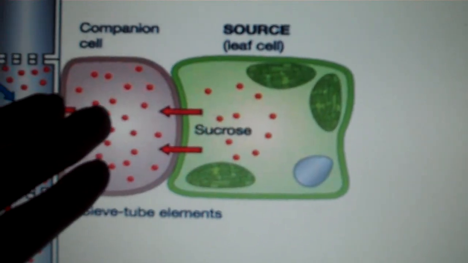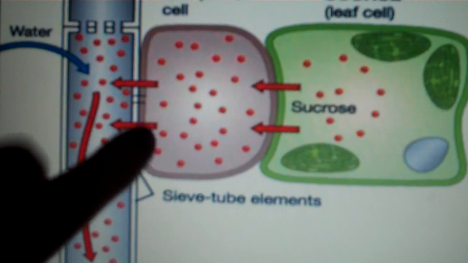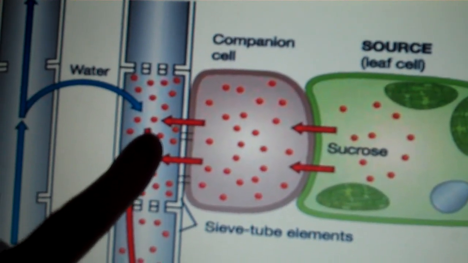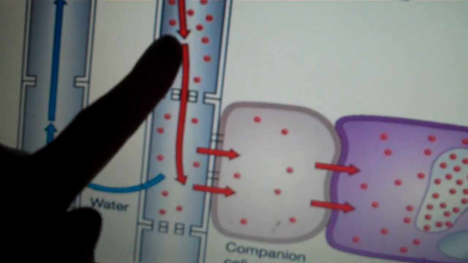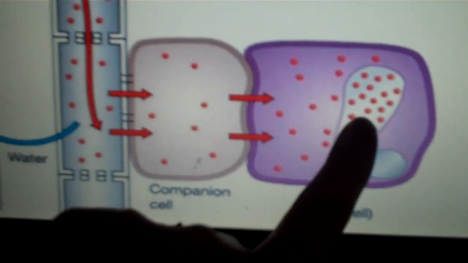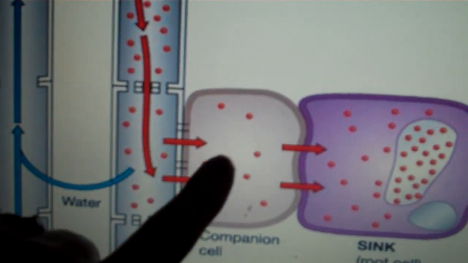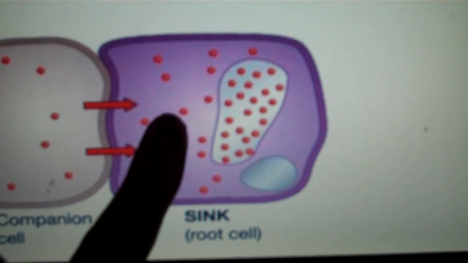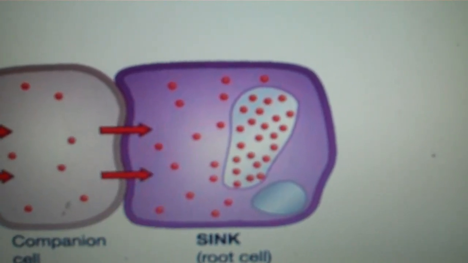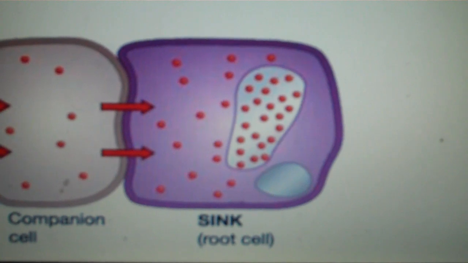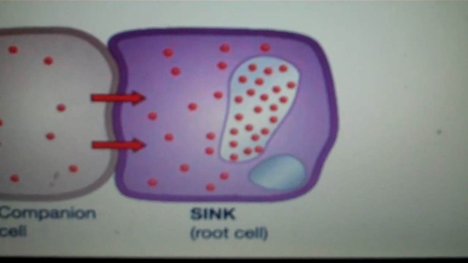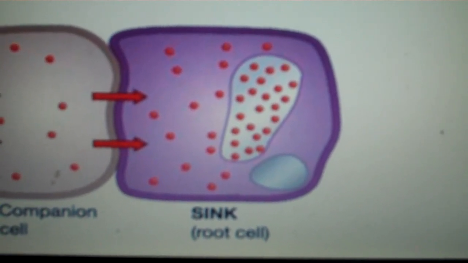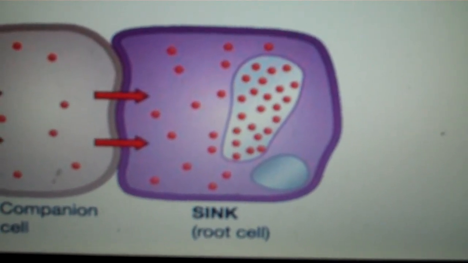And it's going to go into the companion cell, and then from the companion cell, cross through the plasmodesmata and enter into the phloem. Now, it's going to flow in the direction towards its sink. So then from the phloem, it goes into the companion cell again and into the sink. Now, sink is going to be any type of cell that needs the sucrose. So it could be a root cell that's growing and needs the sugar. Could be a fruit, like an orange or an apple growing on the tree. Basically, anywhere that needs the sucrose.